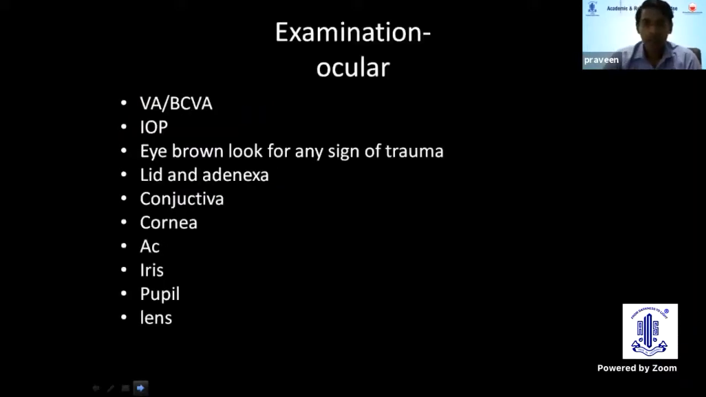Post the history, I'll skip the systemic examination, where you have to take the RS, CVS, and all the other parts, but I'll directly go into the ocular examination. So we always go in a stepwise order. First you say the visual acuity or the best corrected visual acuity, right eye, left eye separately, then the intraocular pressure, right eye, left eye. When you come to intraocular pressure, you have to mention whether it's Schiotz or applanation.